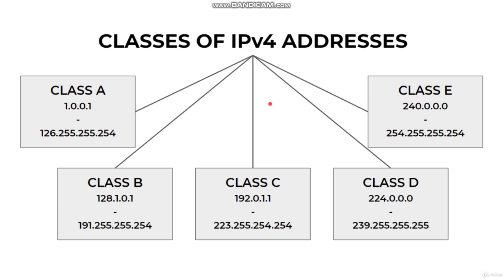There are no zeros preceding the value in any segment. For example, if you want to write 54.255.255.254, you cannot write 054. That is wrong. So let us begin with the classful addressing.